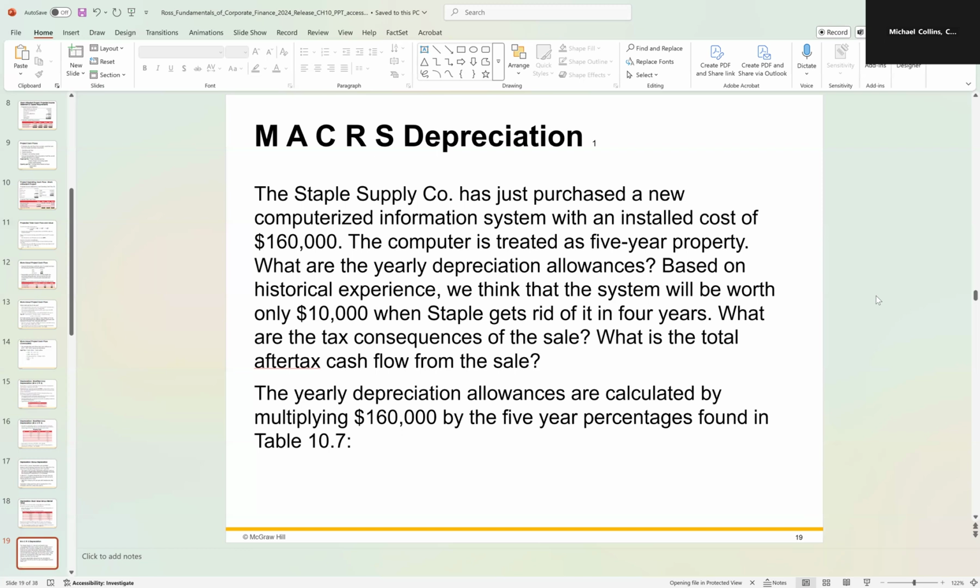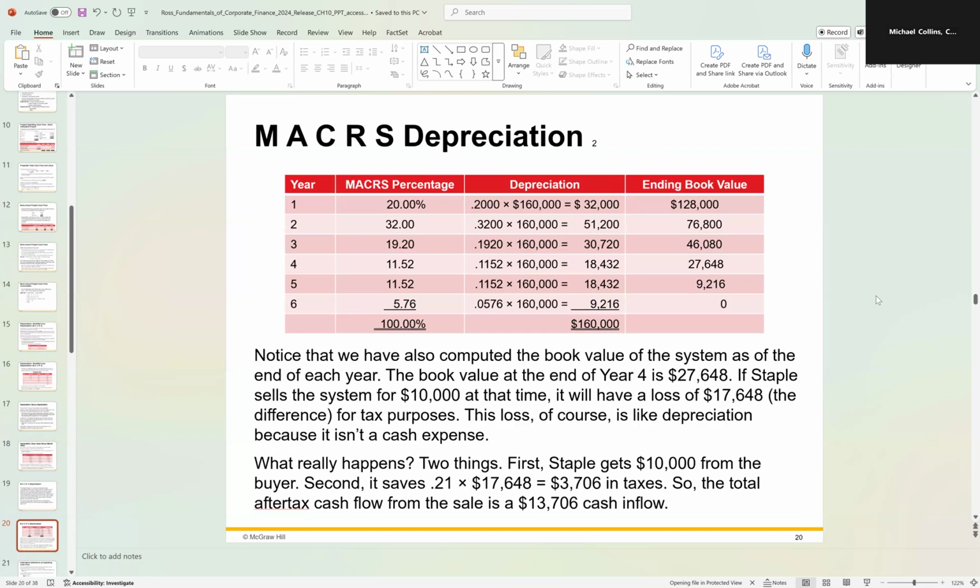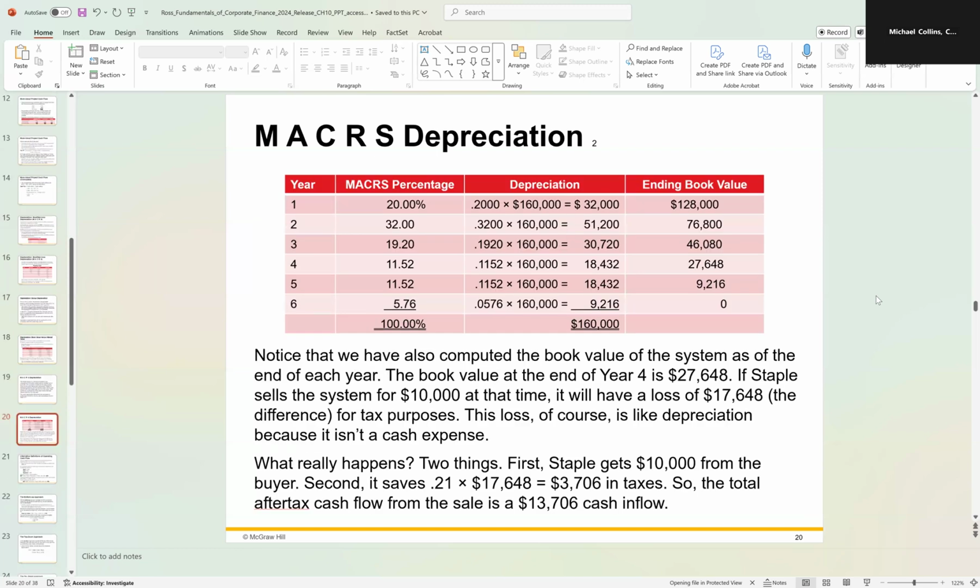The yearly depreciation allowances are calculated by multiplying 160 by the 5-year percentages found on table 10.7. And it goes over that here. Again, I'm not going to read through all the numbers, but notice that we have computed the book value of the system as of the end of the year. This loss, of course, is like depreciation because it's an after-tax expense. What really happens? First, Staples gets 10 grand from the buyer. Second, it saves $3,700 in taxes. So the total after-tax cash flow from the sale is 13,000 and change.